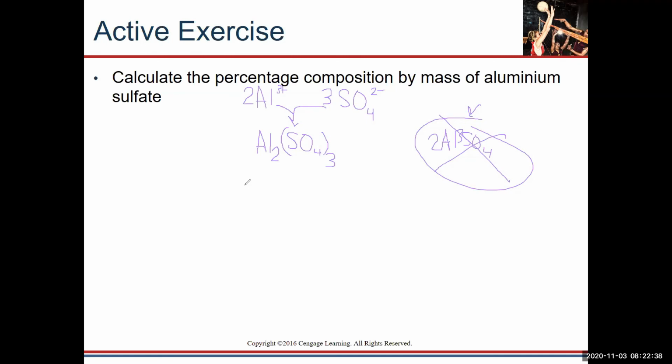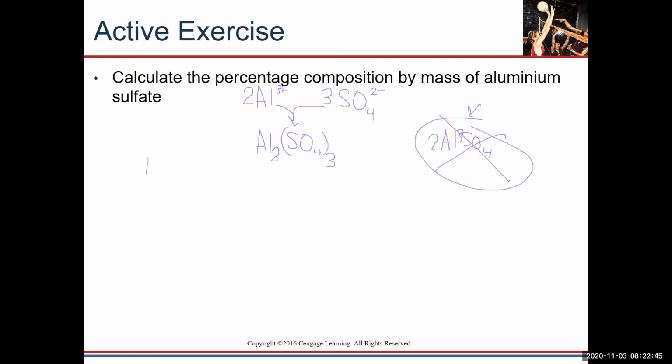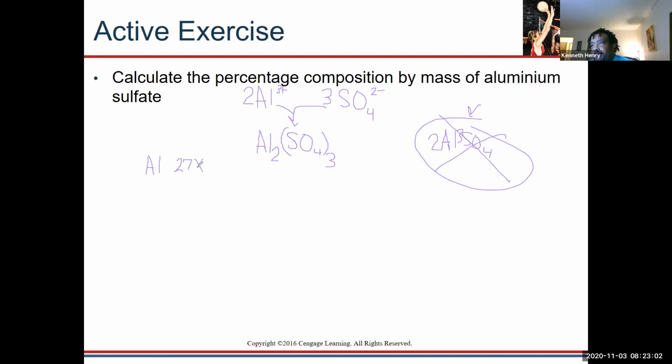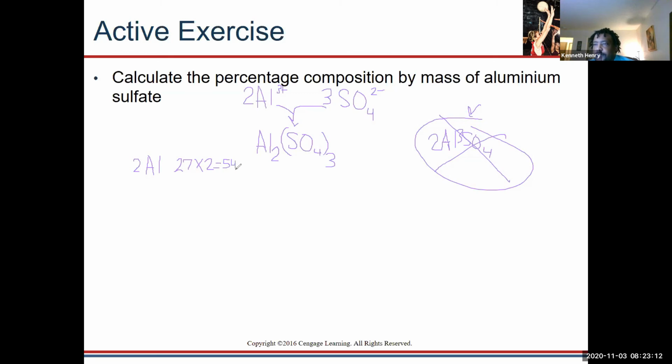Find the molar mass. Okay, so how would I go about that, Oscar? So we break it down. We have aluminum weighing at roughly 27. And how many aluminum do we have? 2. And we have 54.